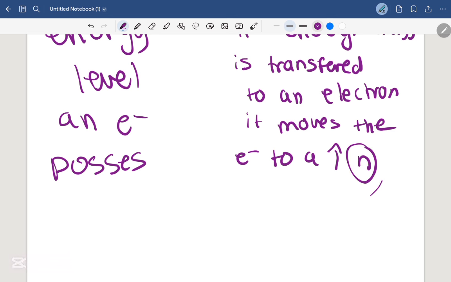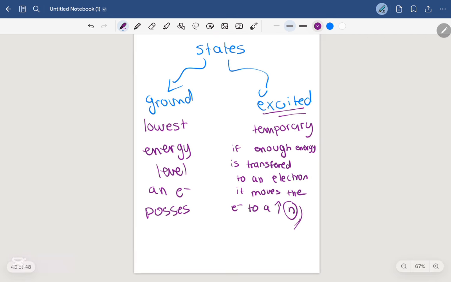So let's look at these two and let's compare. Ground state, which means it's calm, is at the lowest energy level an electron possesses. Whereas in the excited state, a random energy comes, and this is temporary, of course. If it's strong enough, it will transfer the electron to a higher energy level. And if it's at a higher energy level, then it's not at the lowest energy level for sure. That means it's going to be in the excited state and not in the ground state.